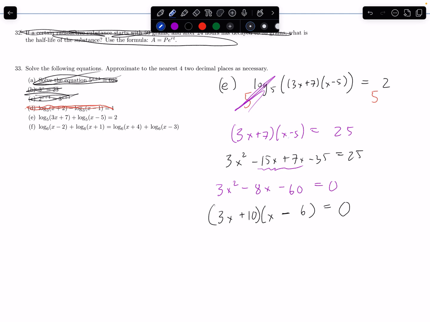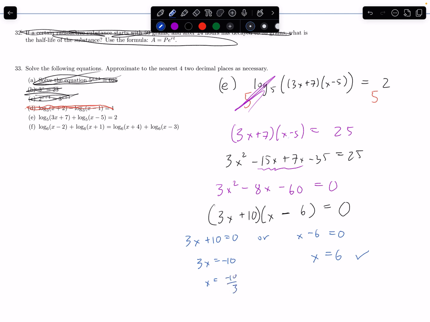Okay, so anyways, this is equal to 0 if either side is equal to 0, right? So that gives me my two solutions: 3x plus 10 equal to 0, or x minus 6 equal to 0. Let's solve the easy one first. If x equals 6, then this whole thing is 0, so check. And over here, 3x equals negative 10, and then x equals negative 10/3.